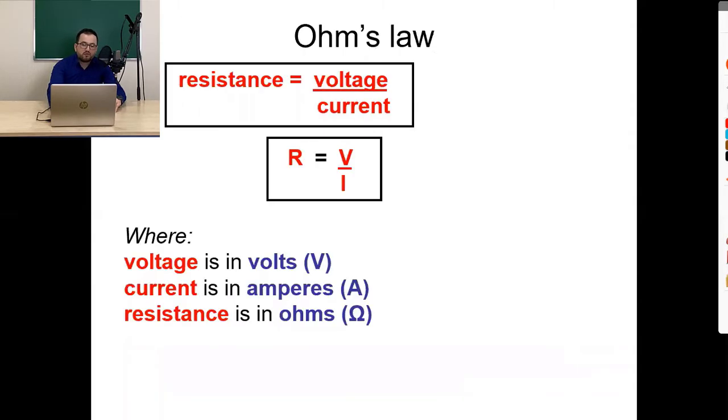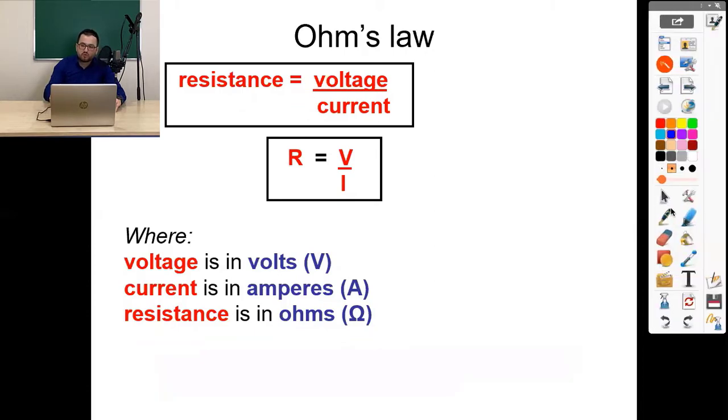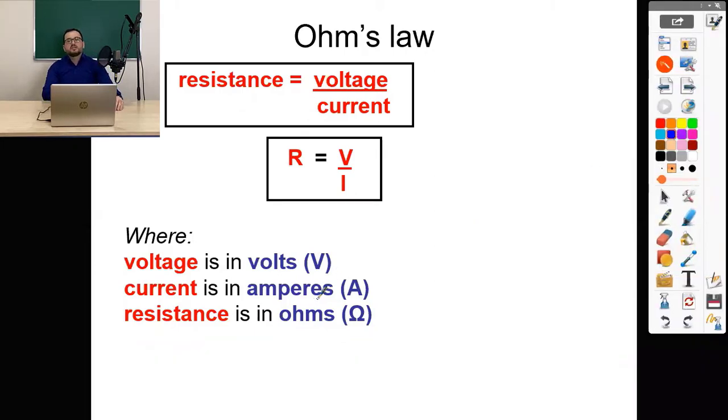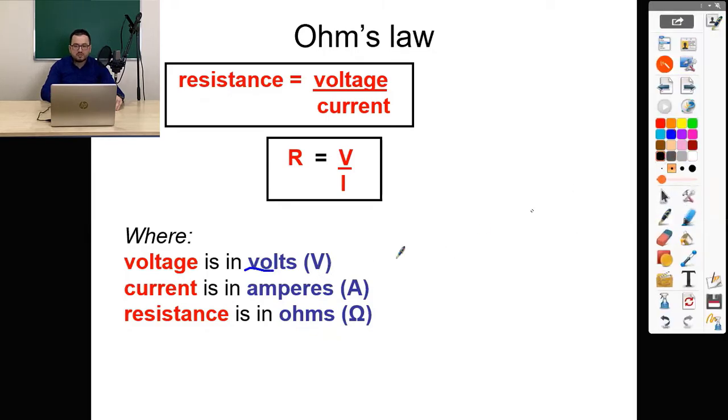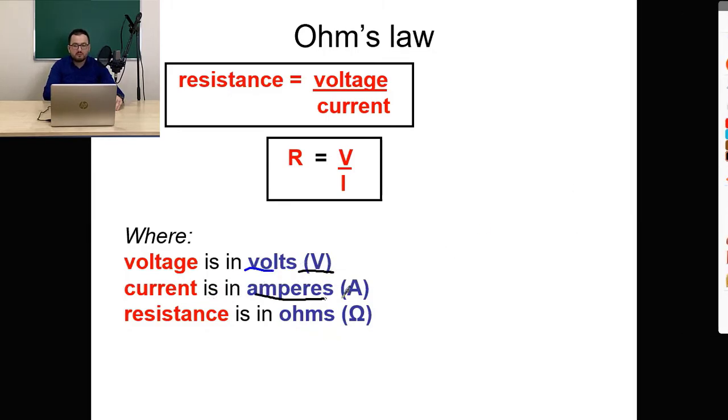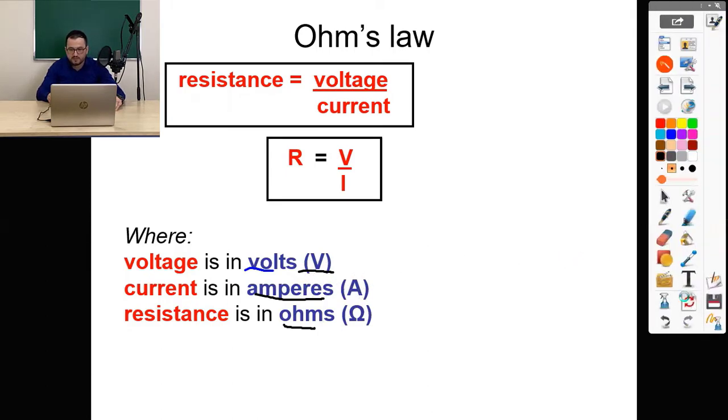Voltage is measured in volts, and its abbreviated form is V. The unit of current is amps, and its abbreviated form is A. The unit of resistance is ohms, and the symbol for the unit of resistance is like this, but for current it is A, for voltage it is V.